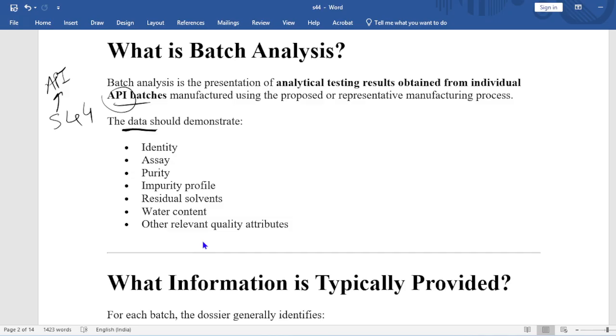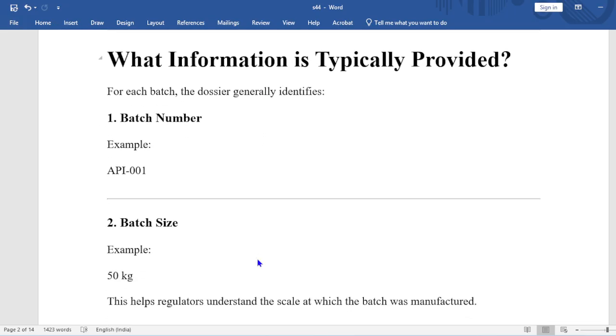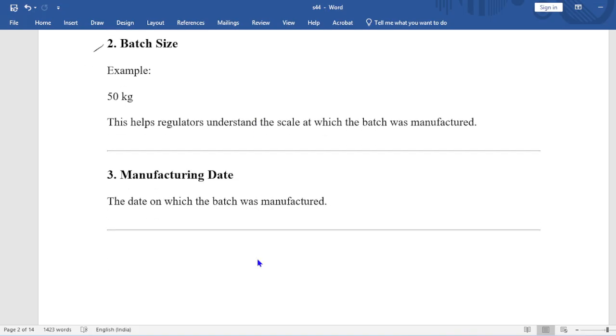So batch analysis is the presentation of analytical testing results obtained from the API batches manufactured using the proposed or representative manufacturing process. This data should demonstrate the identity, assay, purity, impurity profile, residual solvent, water content, and other relevant quality attributes. What information is typically provided? For each batch, the dossier generally identifies the batch number and, very important, batch size as well, along with the manufacturing date.